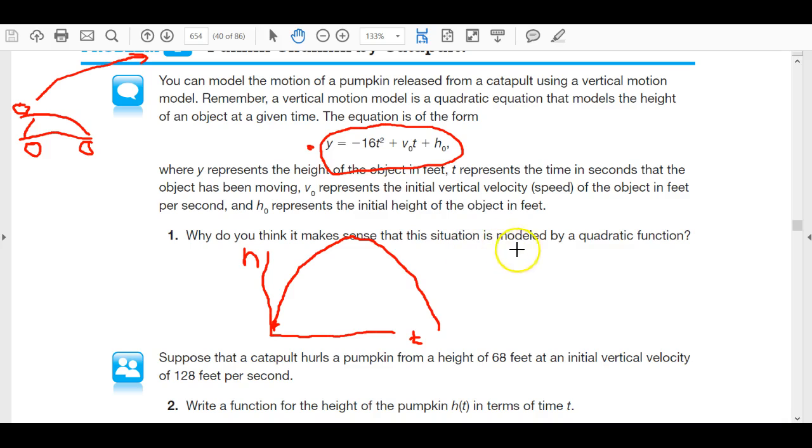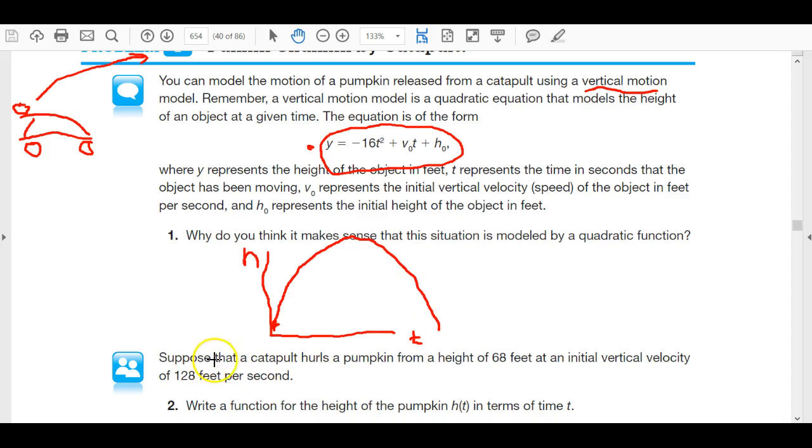So why do you think it makes sense this situation is modeled by a quadratic function? Well, there is a parabolic motion when we consider these two factors, the vertical height, how high up in the air it is, over time, right? Now, this is really important because we're talking about vertical height and vertical velocity. Even though it looks like that, because that pumpkin is moving forward, up, and down at the same time, this is not measuring forward. This is just measuring time. And as time goes on, the pumpkin goes up in the air, and eventually the pumpkin comes down. We don't know where, because this is only measuring vertical motion. Vertical motion, not horizontal motion, not some motion forward in space, okay?